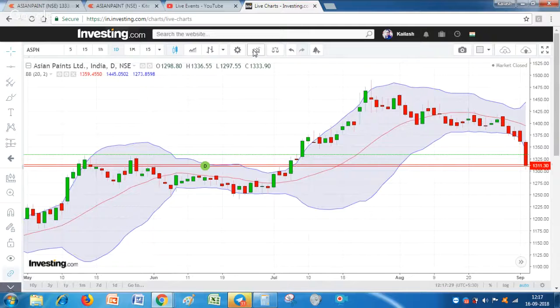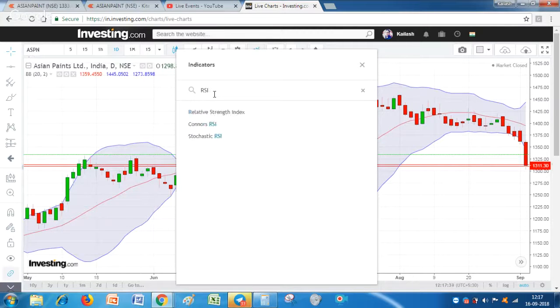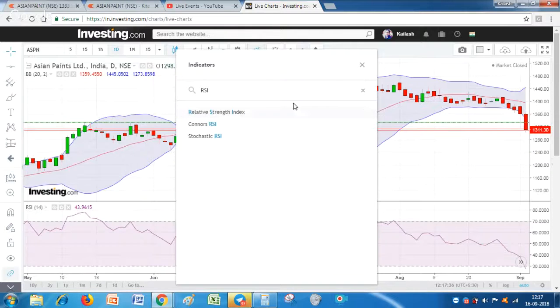So let me just add RSI also. Let us check what RSI is indicating. So friends, we can take confirmation from RSI also to take a positional trade.